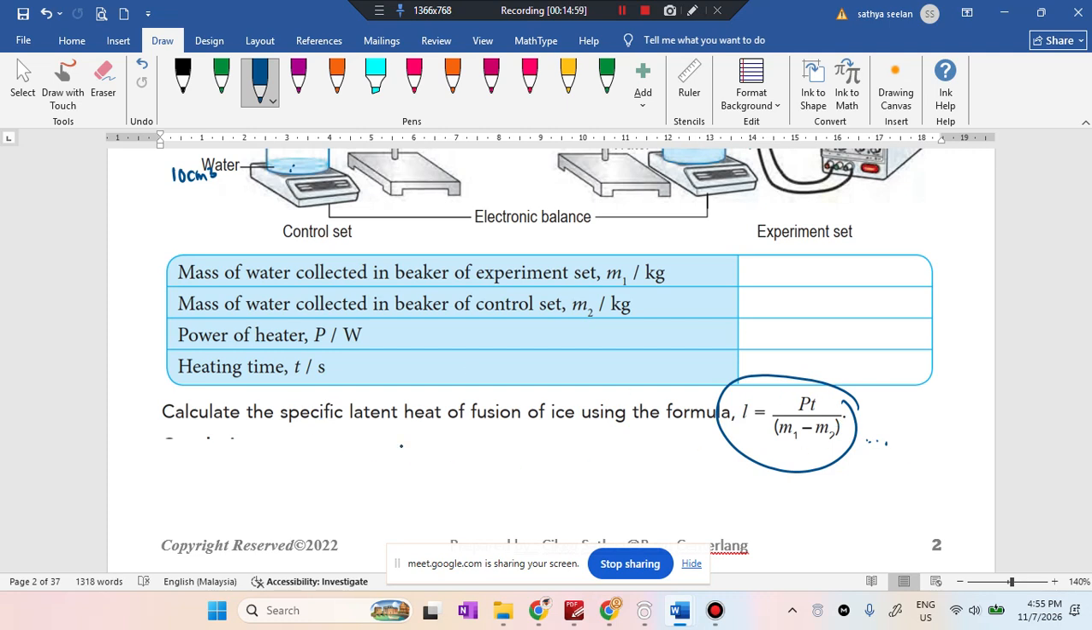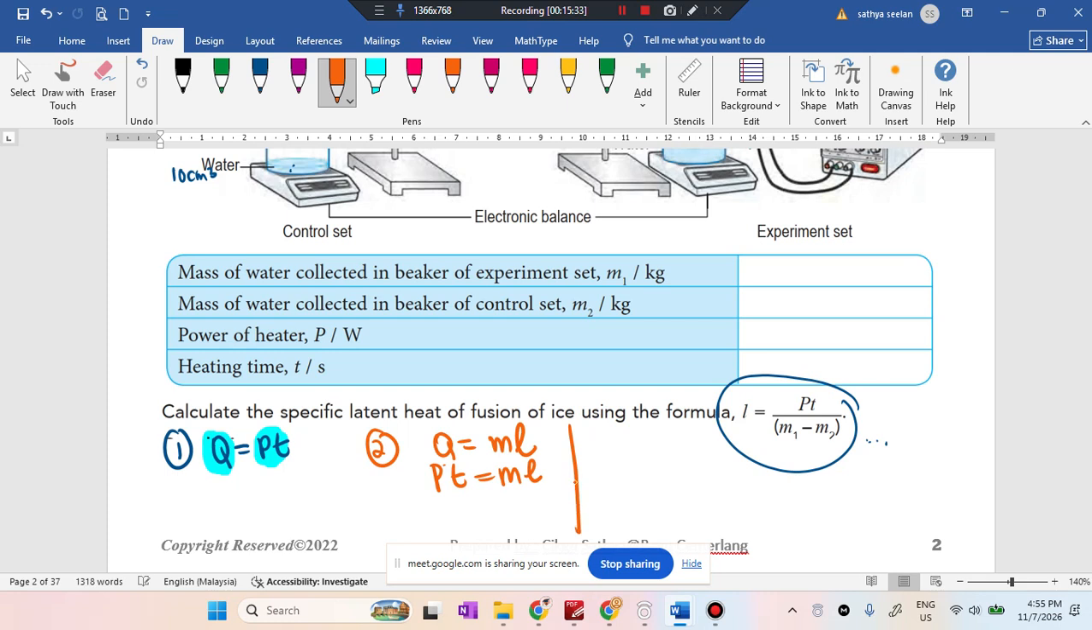Sebab okay, how to calculate the specific latent heat? First, you kena pakai Q equal to PT. Why we use this formula? Sebab heat supplied by the heater is equal to the heat energy supplied to the ice. Okay, and then kita guna Q equal to ml. Tadi Q kan is equal to PT, betul tak? Jadi PT equal to ml, betul tak? Okay, dan L ni kita jadikan subjek, PT over M.